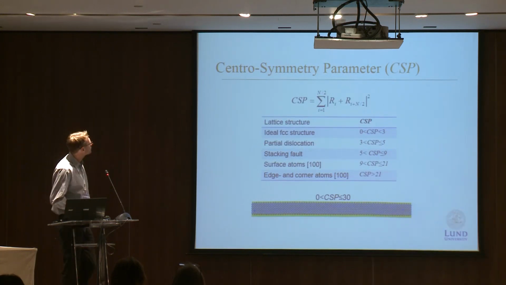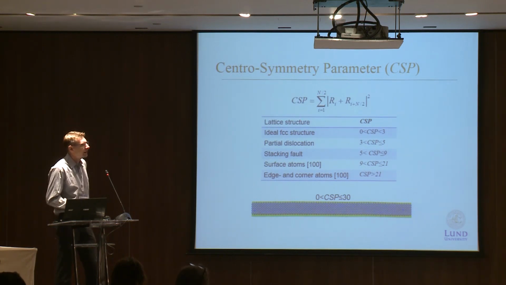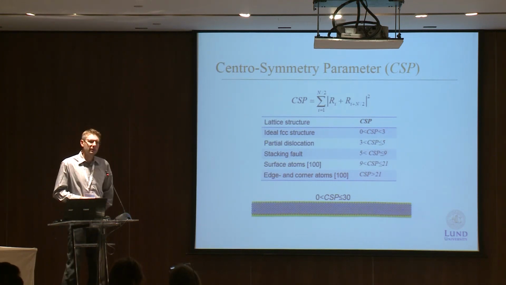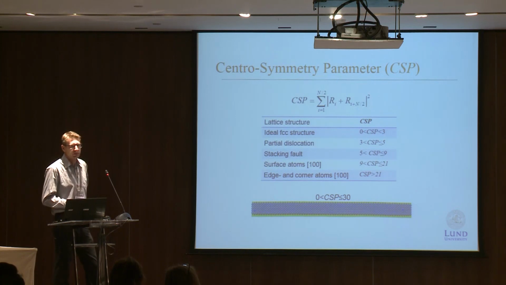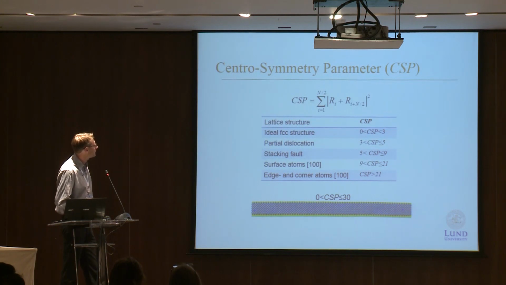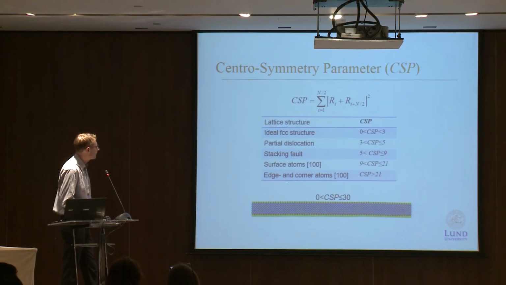To evaluate our results and look at the plasticity, we have used a measure called the centrosymmetry parameter. This is a measure of the lattice disorder of the material. It's a summation over the neighboring atoms, where these are vectors describing the positions of the surrounding atoms. If this value is close to 0, that means the structure is an ideal FCC structure. No plasticity or anything else has happened yet. For higher values of this parameter, that means we have found partial dislocations, stacking faults, and so on. And for the really high values, that means we have missing neighboring atoms. So that's at the surface or edge or corner atoms.